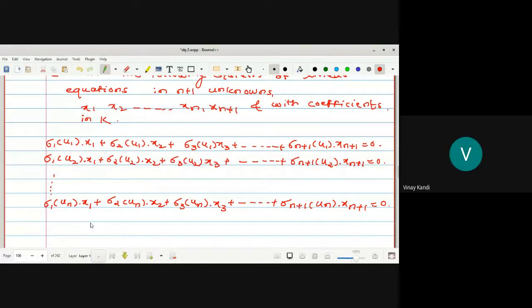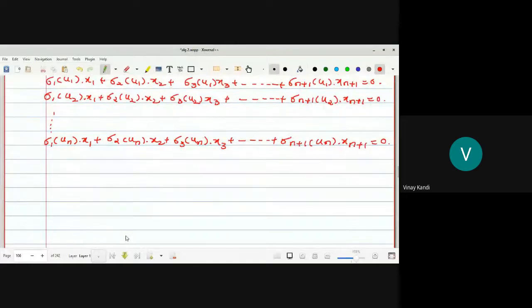Look at here. Suppose x1 plus x2 is equal to 1. How many solutions for this equation? One equation in two unknowns: 0, 1; 1, 0; 2, minus 1. So infinite solutions. That means this system of linear equations has a non-trivial solution. Any doubt up to here?